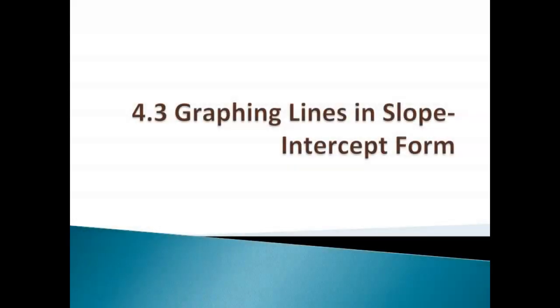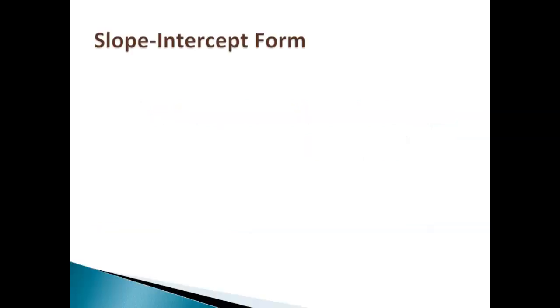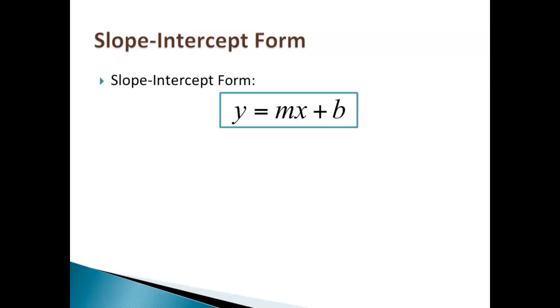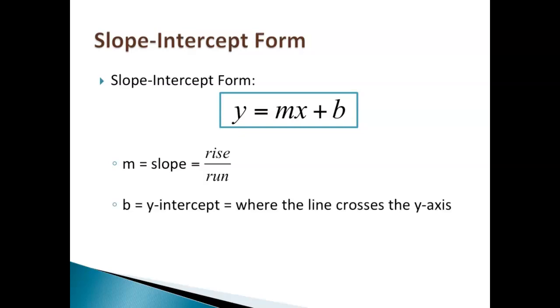Last time we talked about how we can find the slope of a line from its graph. Today we're going to be working from an equation and graphing that line. Alright, so let's start off with what slope-intercept form is. Remember that's y = mx + b. Remember that m is the slope, and that's rise over run, and b is the y-intercept. In other words, this is going to indicate where the line crosses the y-axis.